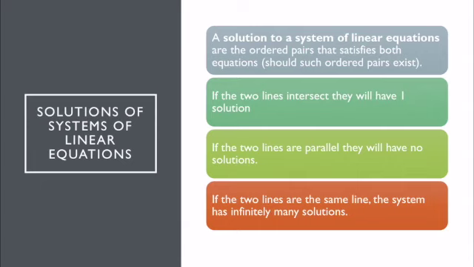Like I said, if the two lines intersect, they can have one solution, which should probably not be green. How about blue? One solution. If the two lines are parallel, they will never intersect, so they have no solutions. And if the two lines are the same line, the system has infinitely many solutions.